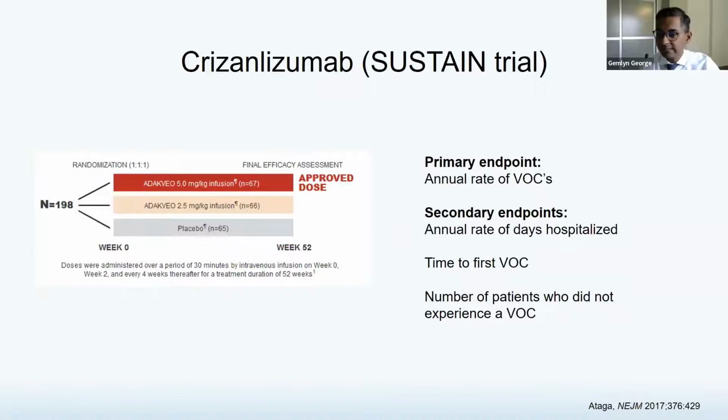and sickle beta plus within the ages of 16 to 65 were enrolled. They had to have had a pain crisis in the previous 12 months. They could be on hydroxyurea, but had to be on a stable dose. So they received the drug for about 52 weeks or 15 visits. And the primary endpoint was the annual rates of vaso-occlusive crisis. They also examined other secondary endpoints, which were the annual rate of days hospitalized, time to first VOC, and the number of patients who did not experience a VOC.